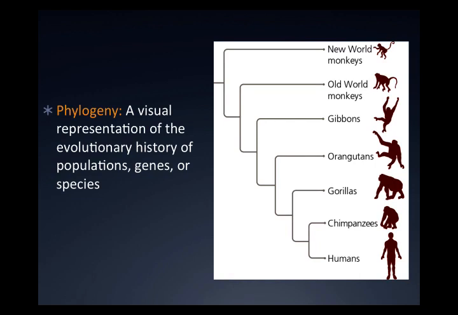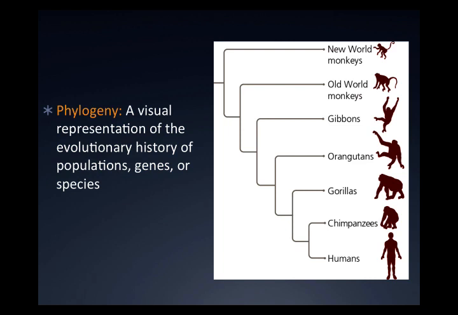A phylogeny is a visual representation of the evolutionary history of populations, genes, or species. Phylogenetic trees are important ways that we as scientists consider and depict the history of life on this planet. Phylogenies illustrate evolution as looking similar to a tree in that it gives rise to branches and leaves that can be traced backwards to a common tree node or ancestor.